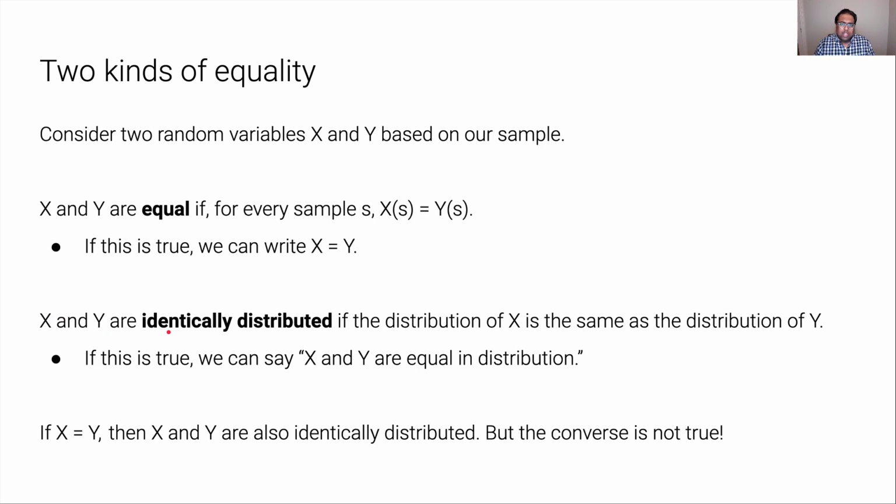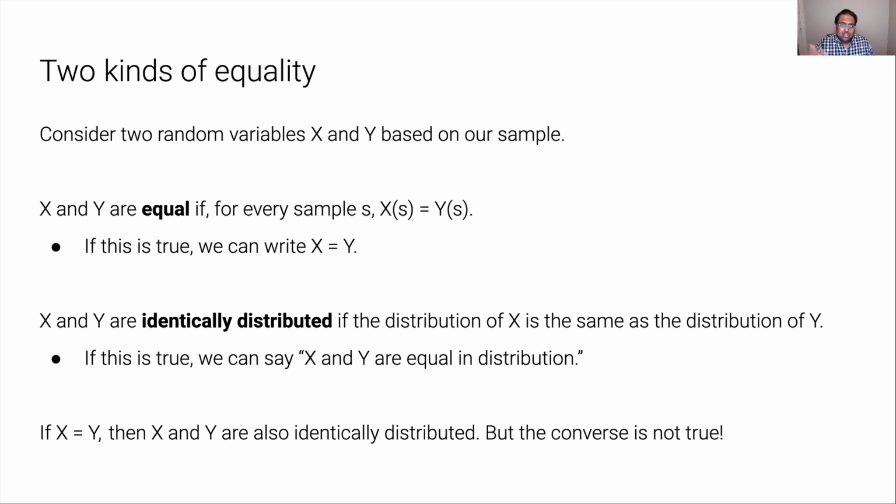Hopefully it's now a little more clear what I mean when I say that there are two different ways in which random variables can be equal. The first, stronger statement is that X and Y are equal, period, if for every possible sample s, the value that X assigns to s is equal to the value that Y assigns to s. This brings back our notation that represents a random variable as a function of a sample. So X and Y are equal if the output of X for every sample s is the same as the output of Y for every sample s. If this is true, we say X and Y are equal.